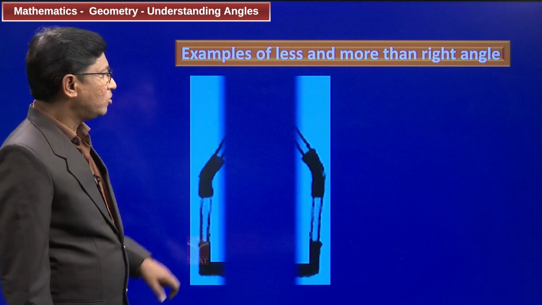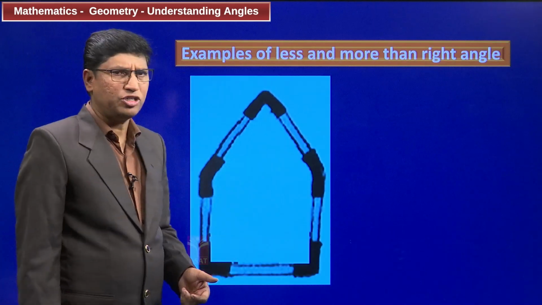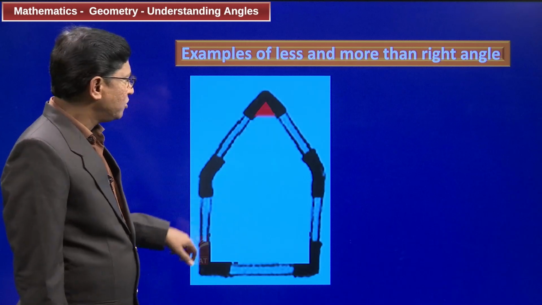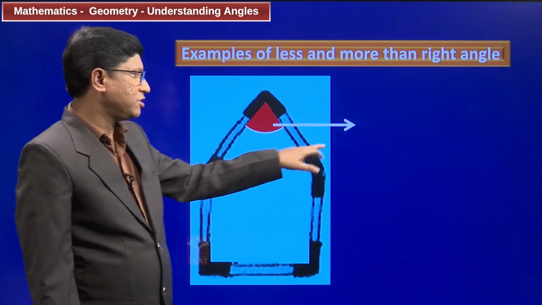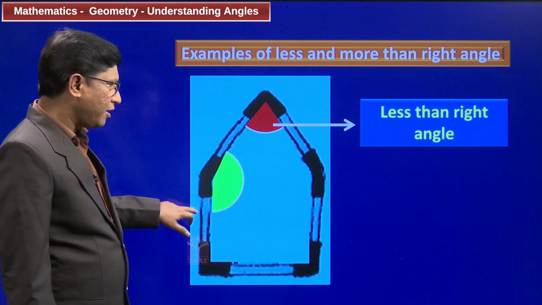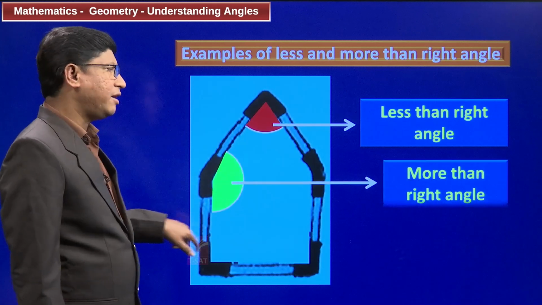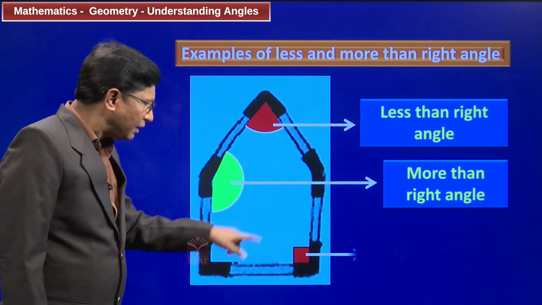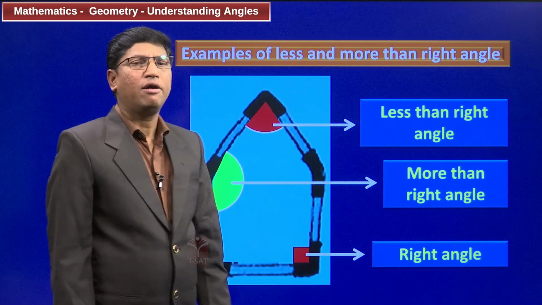Okay. So let us take a small example, children, where you can identify the less than or greater than right angles. So here this one, if you notice, you can say it is less than a right angle. Whereas the angle formed here, yes, absolutely right, that is more than a right angle. Now take a look at this position. What is it? Yes, it is exactly a right angle.